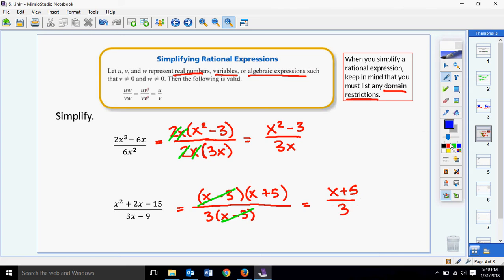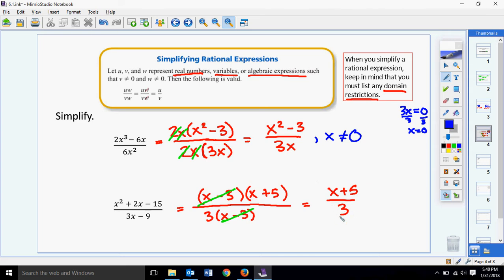Now you may be wondering, I said that we had to list any domain restrictions, so we're going to go ahead and do that off to the side. We need to list what x cannot equal. Well, again, we don't want our denominator to be 0. So we could set 3x equal to 0 and solve for x. And I get 0. So we can't have x equaling 0 in our denominator.